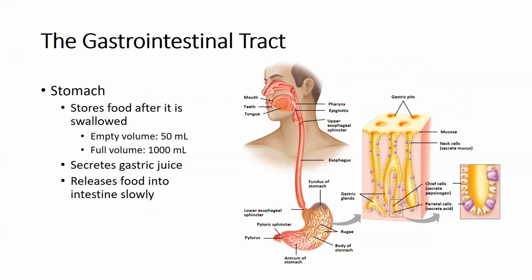So again, at the end of the stomach, there's a sphincter there. And that sphincter is regulating how food is released from the stomach to the intestine. This happens very slowly and very deliberately. All of the food doesn't just flush through the intestines, right? It happens in a regulated, slow release way.